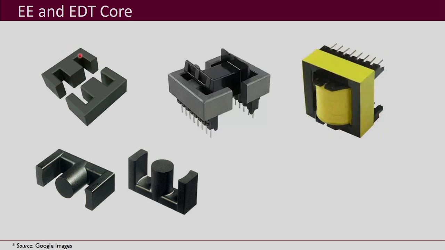So this one shape is your EE, another shape is your EDT. This is similar, the only thing is that the part in between is circular, as compared to here, which is rectangular. So here it is cylindrical inside, and that's your EDT core. The arrangements are otherwise similar, but the bobbin is also going to be cylindrical instead of this kind of rectangular bobbin.